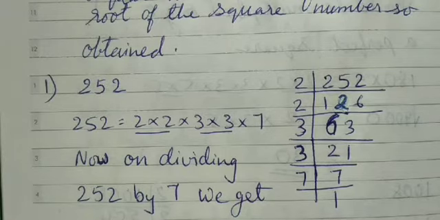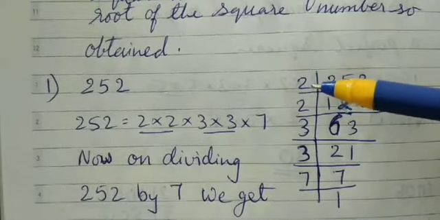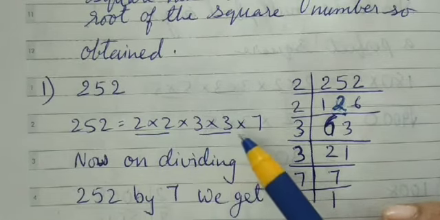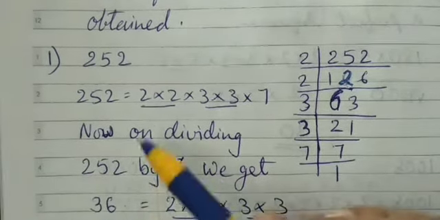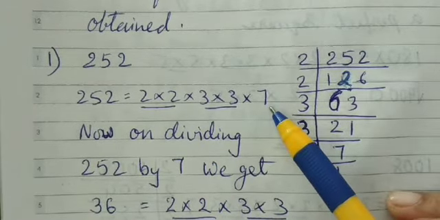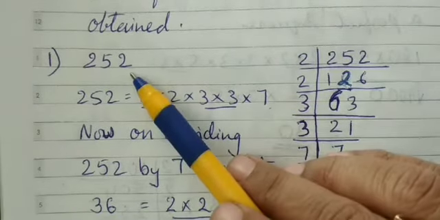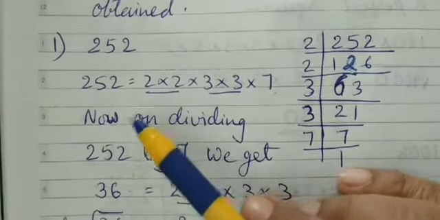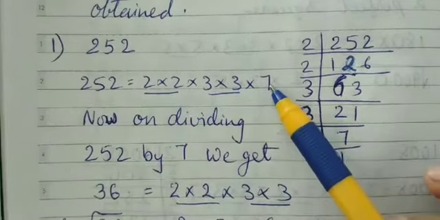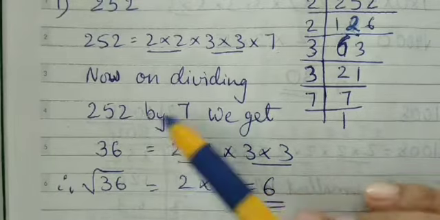252, and I have factorized it and I've got the prime factors. So 252 is equal to 2 multiplied by 2 multiplied by 3 multiplied by 3 multiplied by 7. Then you pair the factors. On pairing it, we found that 7 is left alone. So the factor which is left alone, with that number you have to divide the given number. So your next step is going to be on dividing 252 by 7.